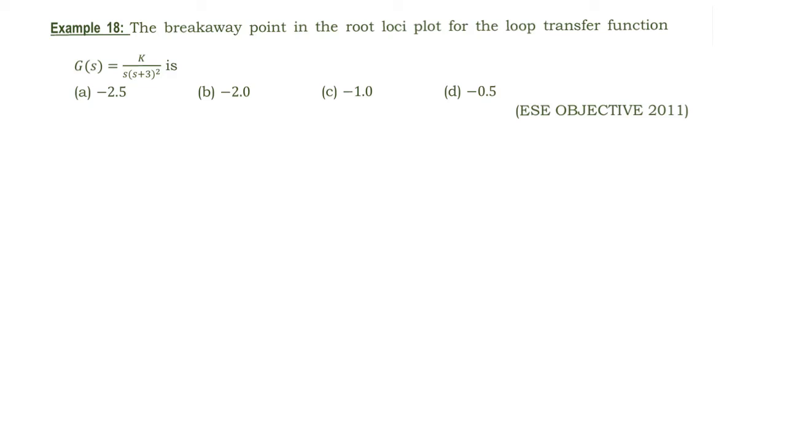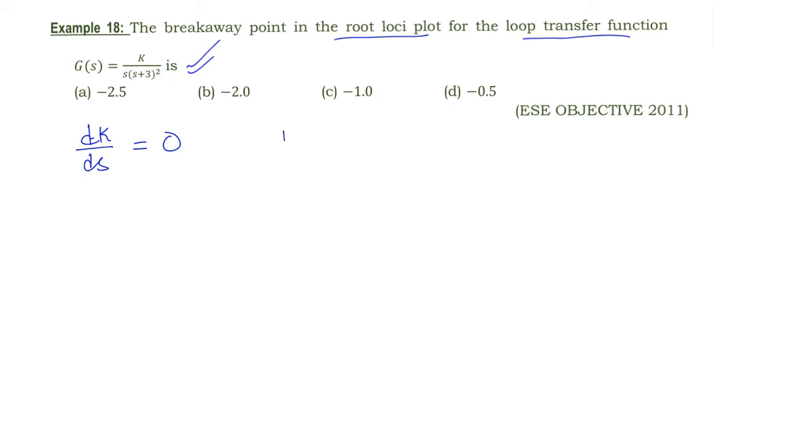So we will do one more question here. The breakaway point in the root loci plot for the given loop transfer function is. Basically, we have to find the breakaway point. So how do you find the breakaway point? We know that we have to solve the equation dK by ds equal to 0. So first we have to find the expression of K in terms of s.